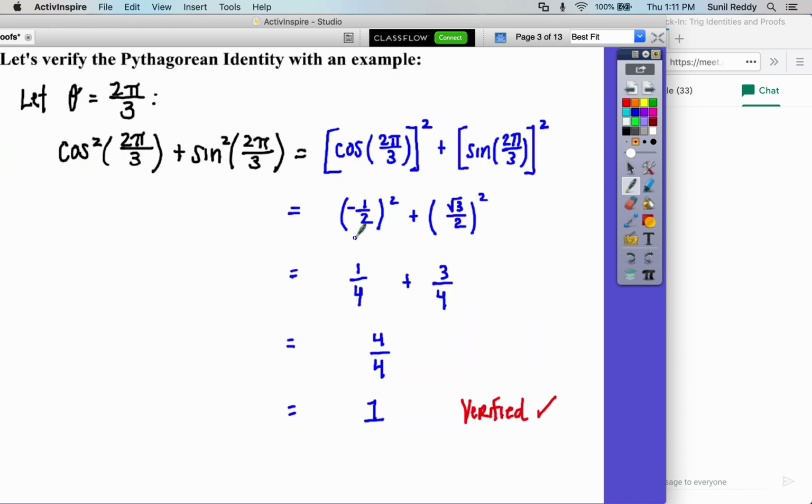So on this next page, all I did was verify using an example of our angle 2 pi over 3. I could have used any angle. Any angle you choose when you plug it into cosine squared plus sine squared and you do the simplification, it should always equal 1. Okay, as long as your angle is the same when you plug it in, then squaring both the cosine and sine and then adding would give you 1. So this page was just to verify that it works. So nothing hugely important on this page other than verifying the identity.